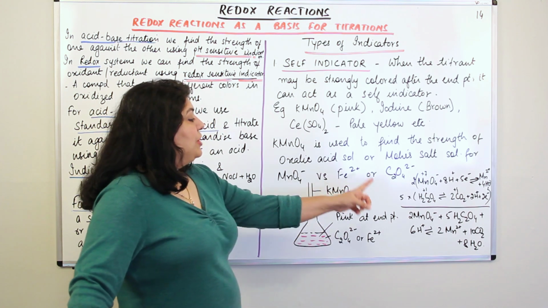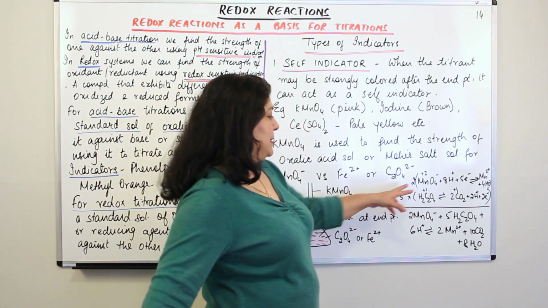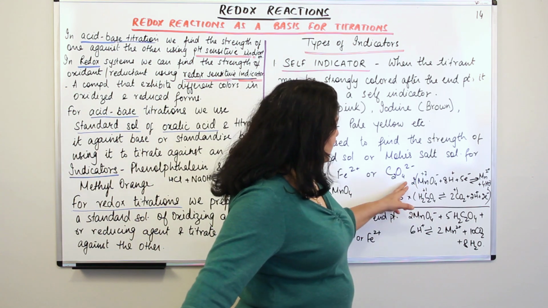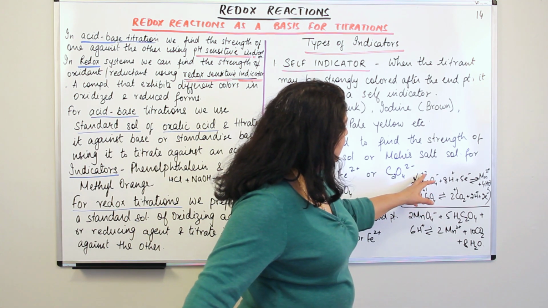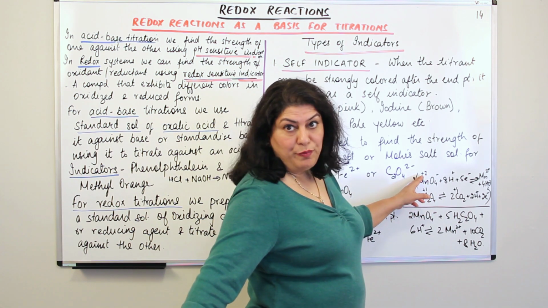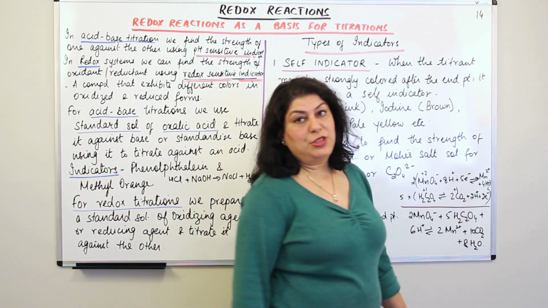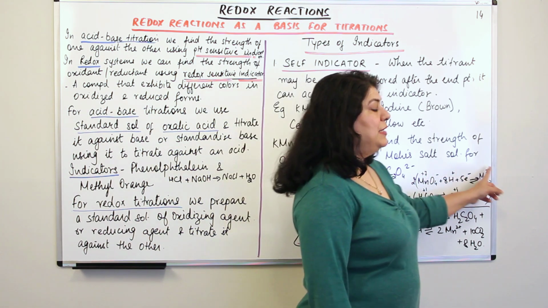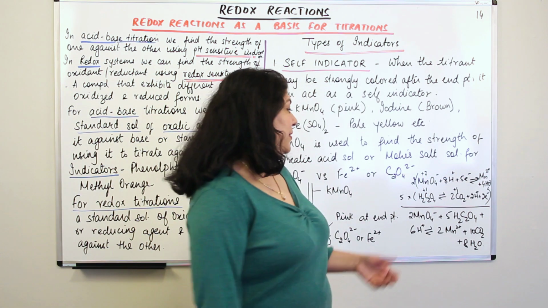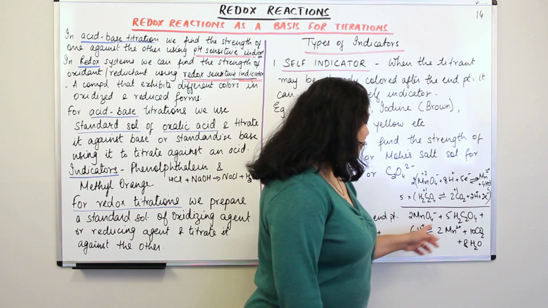So if you take this equation, for example, this is just to explain how it happens. This is the reduction half. You have MnO4 negative, where manganese has an oxidation state of +7. In the products, you get manganese with 2 positive, Mn2 positive. So from +7, manganese is going to +2, which means it is getting reduced. So this is the reduction half, this is the oxidation half, and you have the overall reaction.